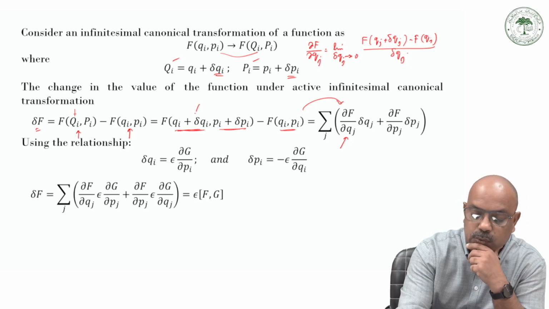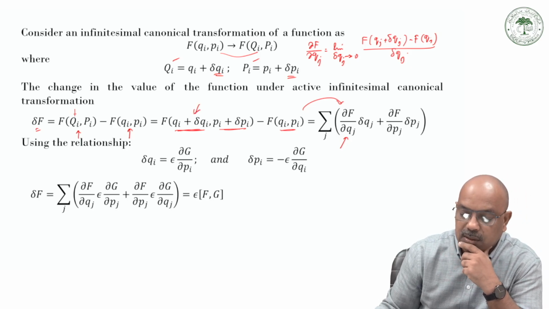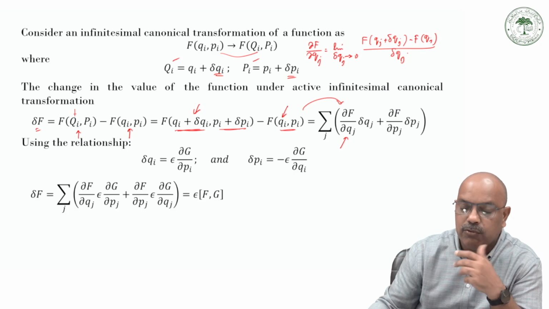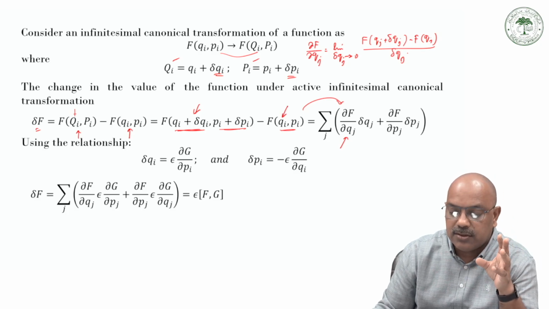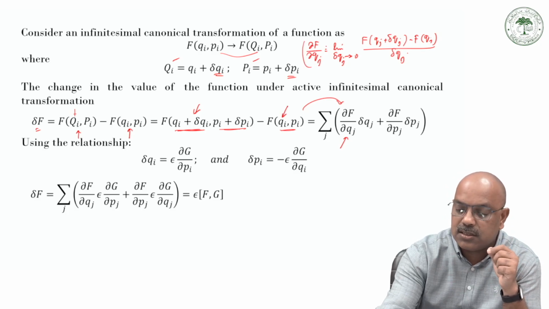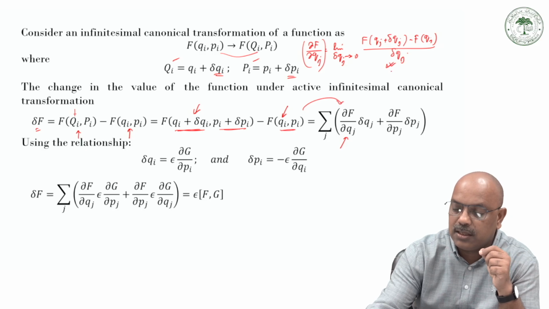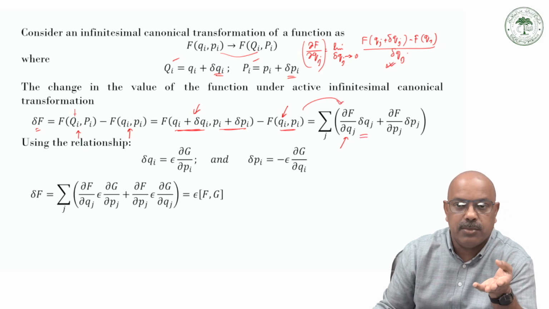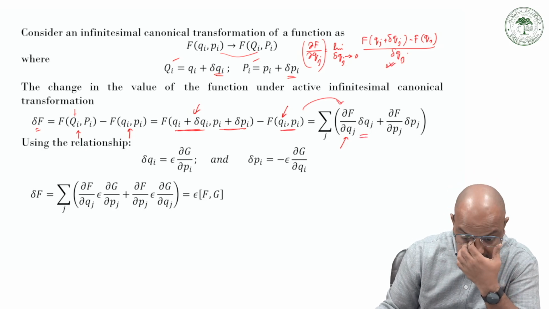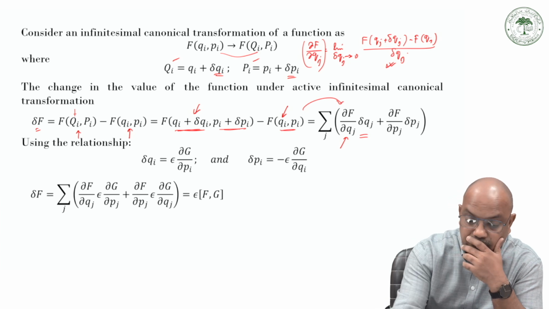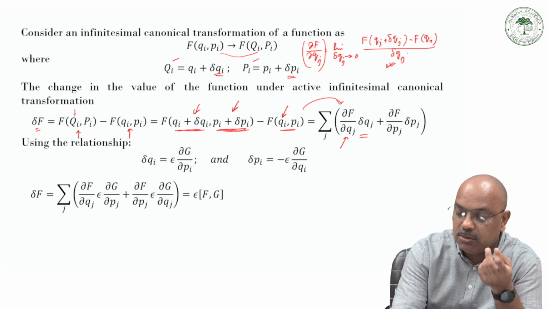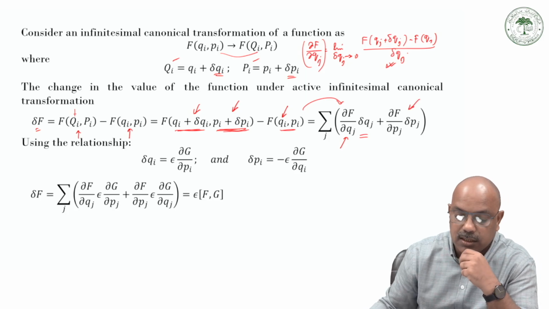I have the function's value at q_j plus delta q_j minus its value at q_j, and this is multiplied by delta q_i. So this is why it has been written like this. Okay, in the same way, for the function depending upon the momenta and the change in momenta, this is going to be this term.